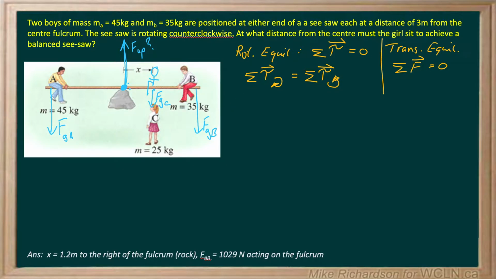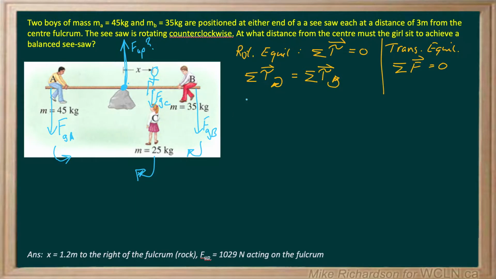All my distances must be from that pivot point. So let's go for it now. The sum of the torques that are clockwise has to equal the sum of the torques that are counterclockwise. Well, what do I have for clockwise? Well, if you look here, girl C is causing it to spin this way. The buoy B is causing it to spin this way, and buoy A is causing it to spin the other way. So I've got 2 clockwise torques and 1 counterclockwise torque.